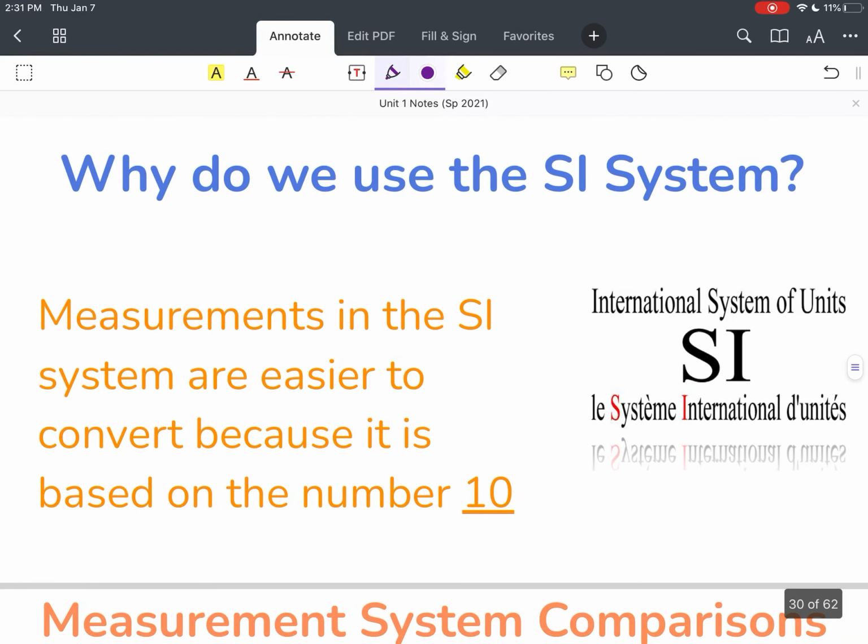So the SI system is a little bit different. In the SI system, everything is based on the number 10. And so everything is easier to convert. You're not having to remember 12 and 1 or 4 and 2 and all these different numbers. Everything is based off of 10.